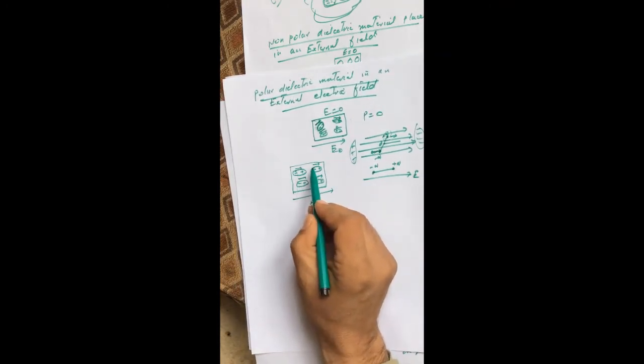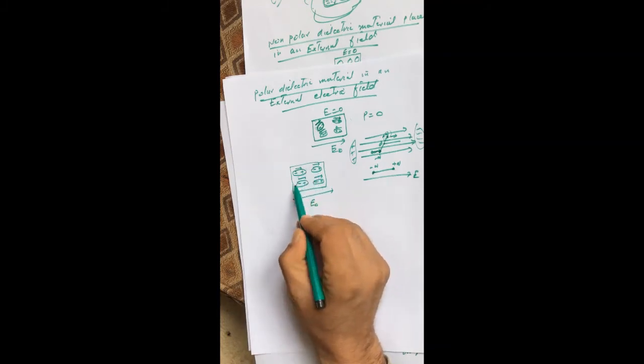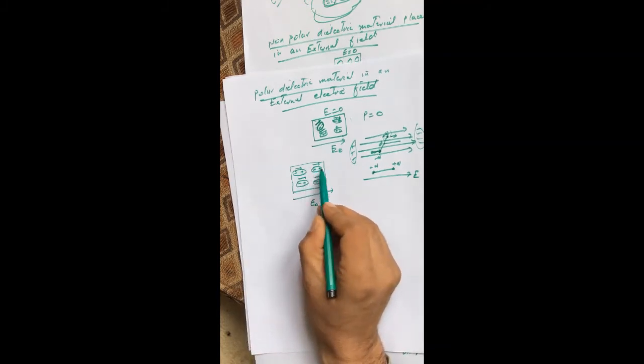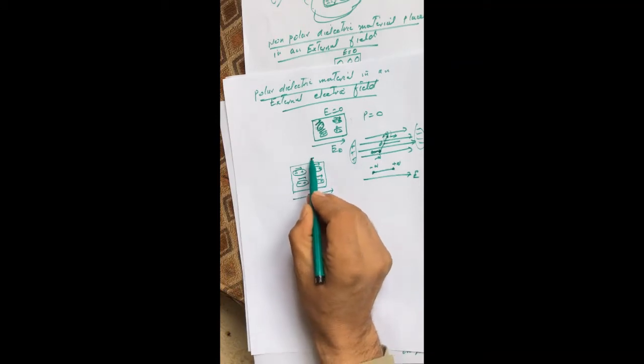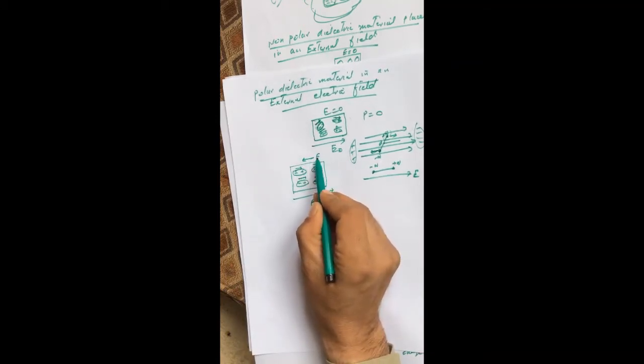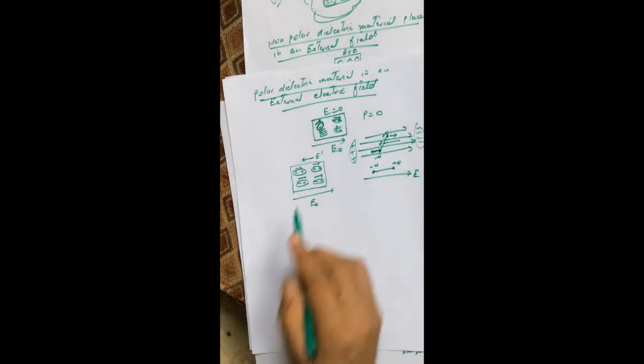Now there is an internal electric field induced inside this material because the positive and negative charges are separated from each other. So there is an internal electric field E prime also induced in this material.